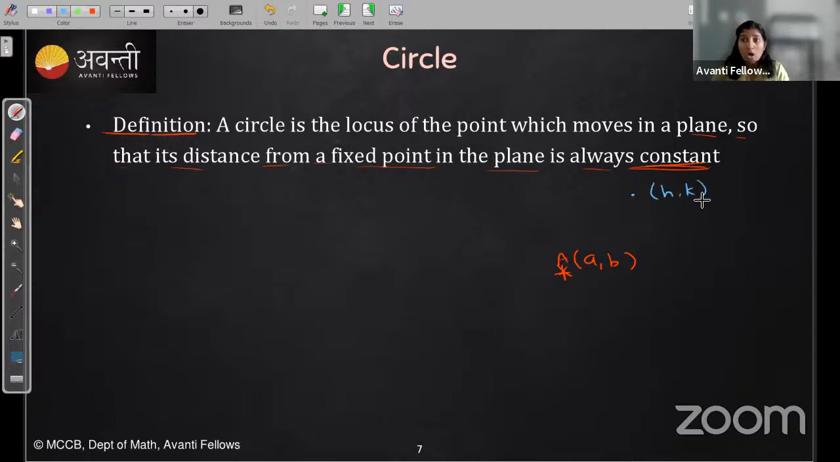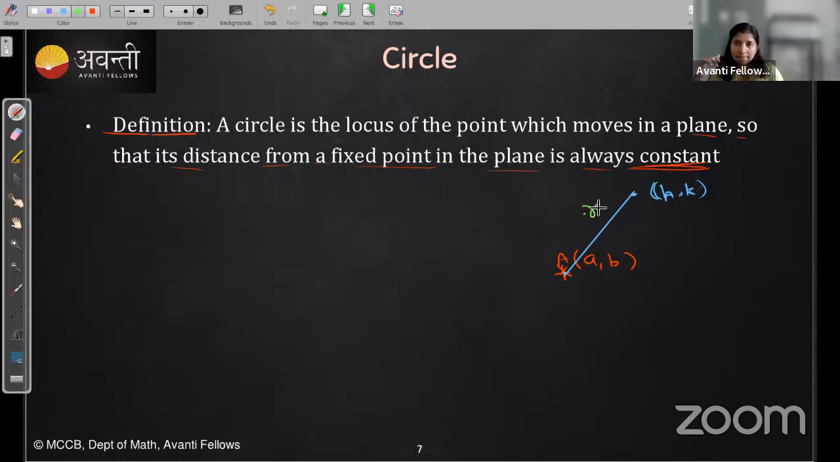H comma K. We know how to form the locus of a point of a given condition, right? We learned it in the straight line itself. First, what we do? We consider a point H, K, with H and K as the coordinates of that point whose locus has to be determined. Now, what is the condition given to us? The distance between these 2 points is constant. Consider that constant value as R.